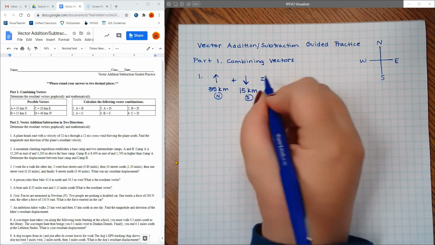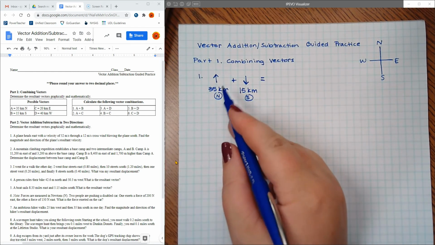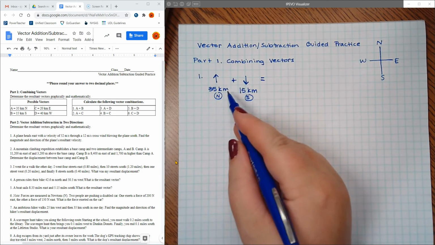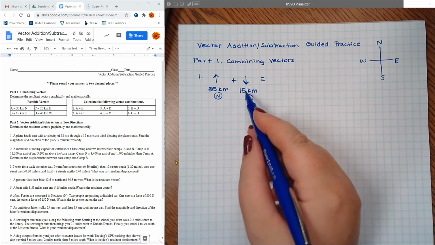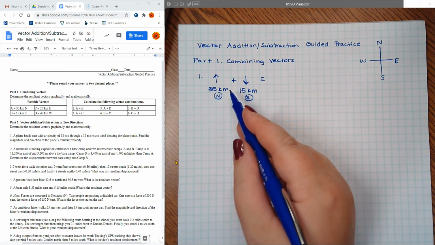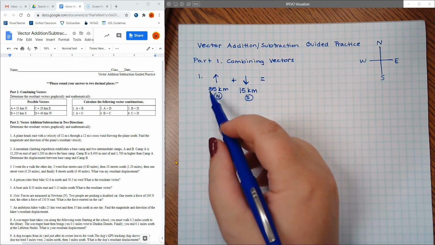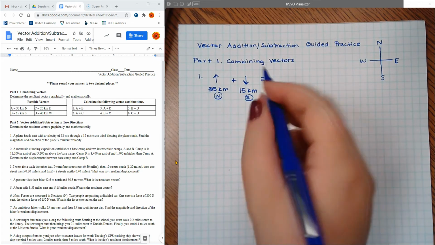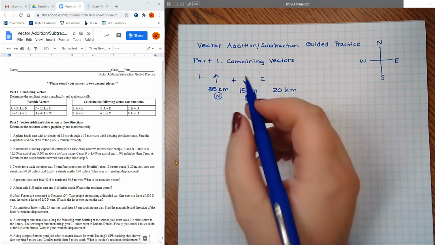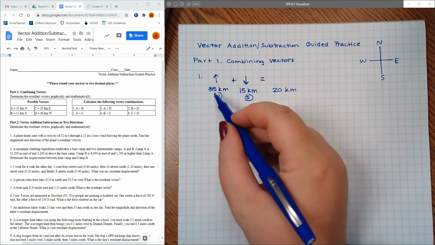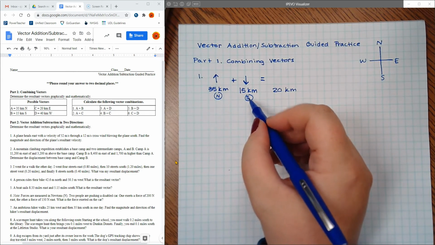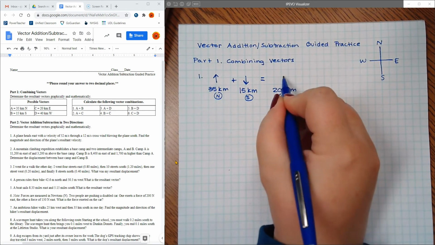When I add them together, first I have to look at the directions of the arrows. So they're going opposite directions. I can think of this as I'm finding the difference. Because they're going opposite directions, I can't combine them like I would for addition. So the difference between 35 and 15 kilometers would be 20 kilometers. And since the number on the north vector is greater than the number on the southern vector, I know that this is going to continue to go north. So then I just draw in my arrow.